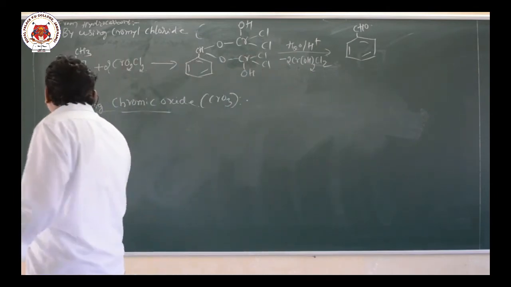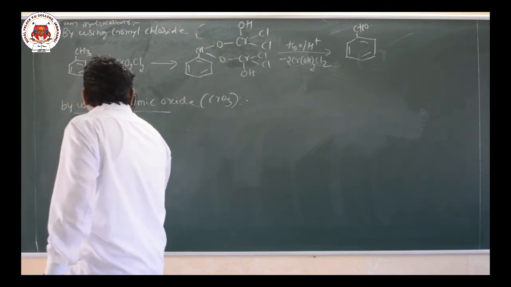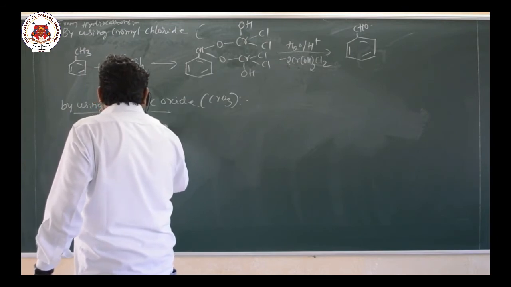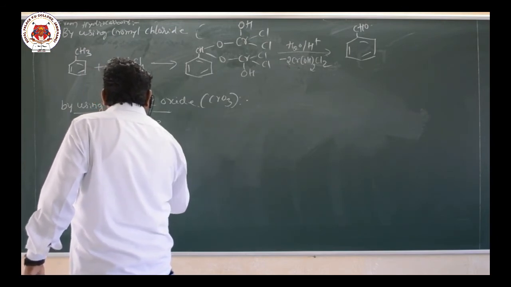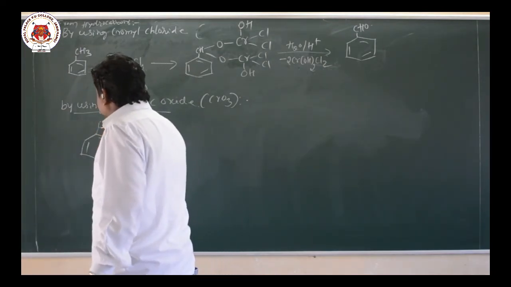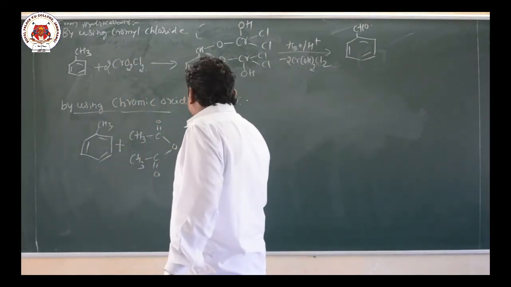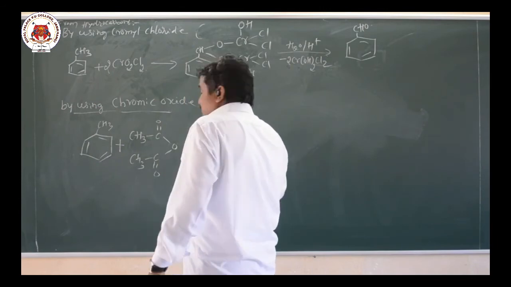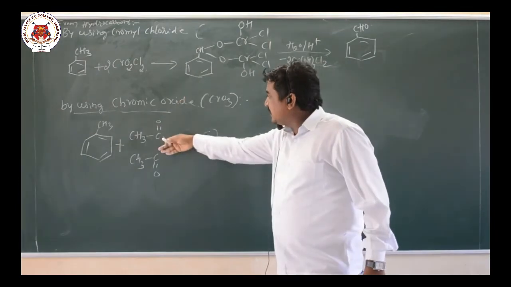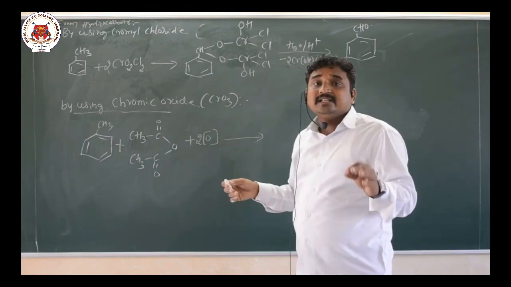Here, when toluene reacts with acetic anhydride, I will write the anhydride here: C double bond O, C double bond O, CH3. So oxidation of this, with CH3 as it is. Toluene reacts with acetic anhydride and undergoes oxidation, that means addition of oxygen. There is a formation of benzylidene diacetate.